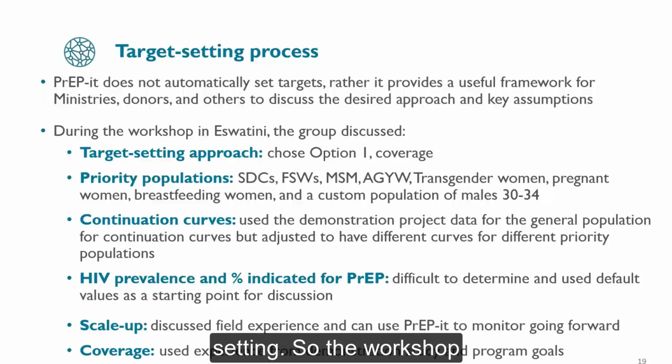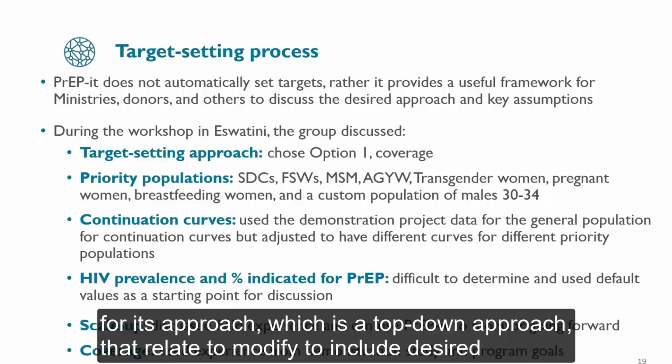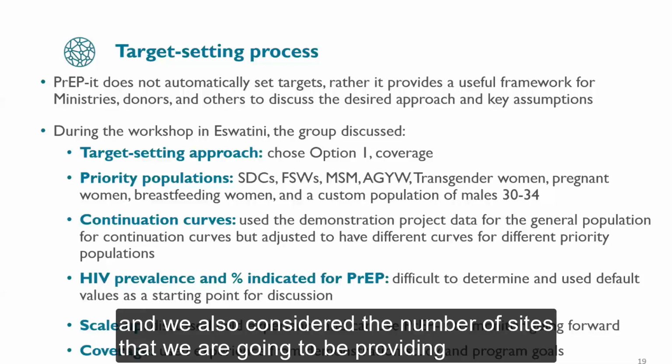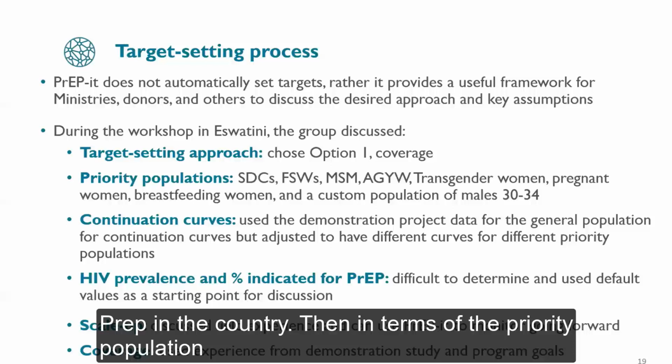During the workshop, as a country, we chose the option 1 coverage approach, which is a top-down approach that we later modified to include desired coverage of the specific population, site capacity, and we also considered the number of sites that we're going to be providing PrEP in the country.